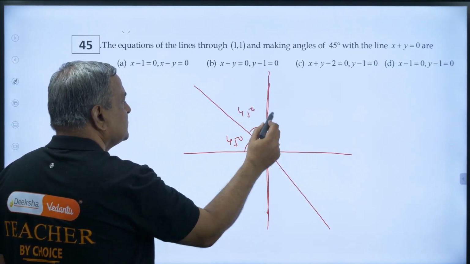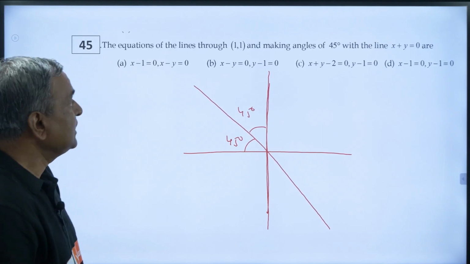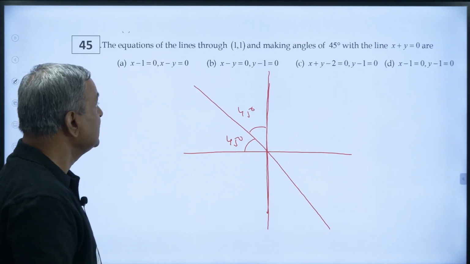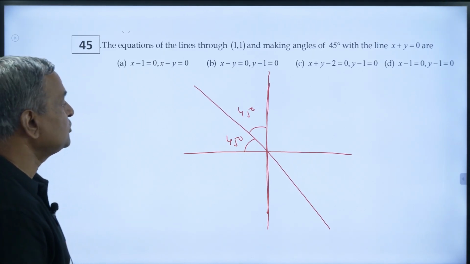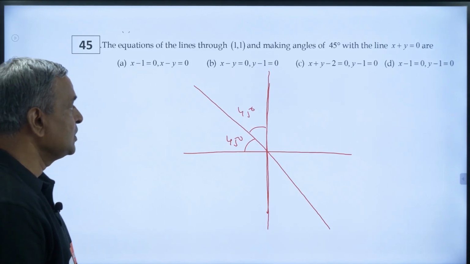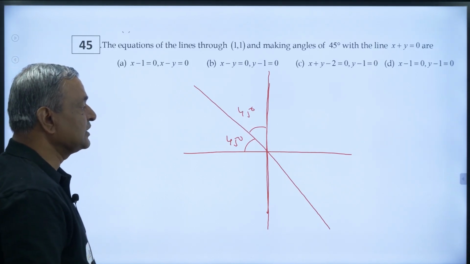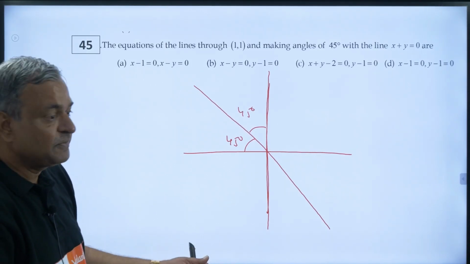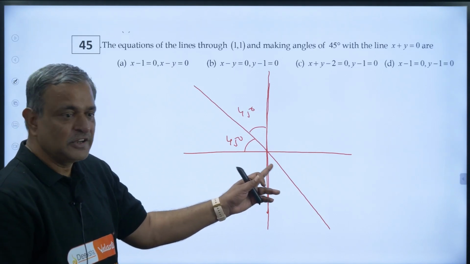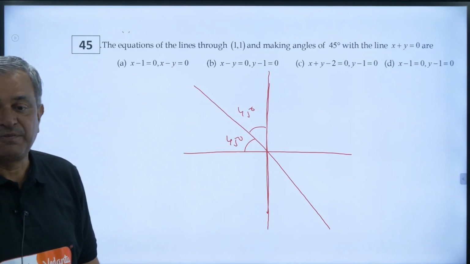This is 45 degrees. Clear? And this line is passing through (1,1). He is saying these equations of lines through (1,1) and this one. A line is there which is passing through (1,1) and is at 45 degrees. The x-axis is also 45, the y-axis is also 45.